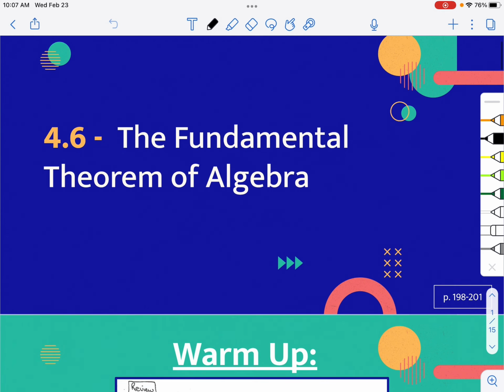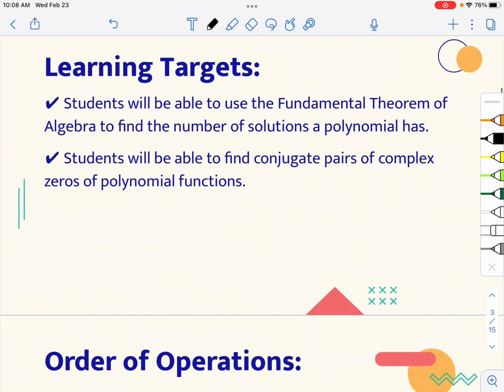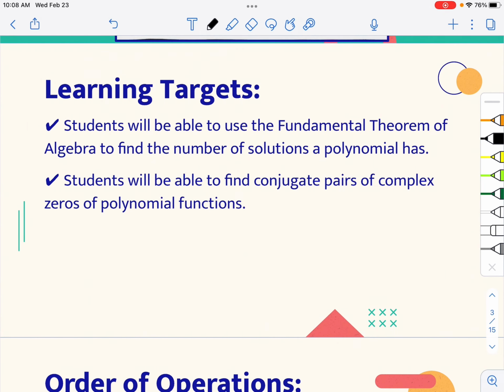The title of the lesson today is the fundamental theorem of algebra. Everything that we talk about stems from this theorem and the corollary that goes along with it. I don't need you to memorize the theorem. Really, the application of it is what we are focused on. So the first thing that you need to get out of today is you'll be able to use the fundamental theorem of algebra to find the number of solutions that a polynomial has.